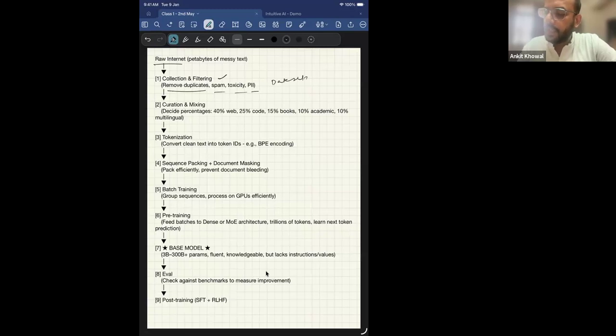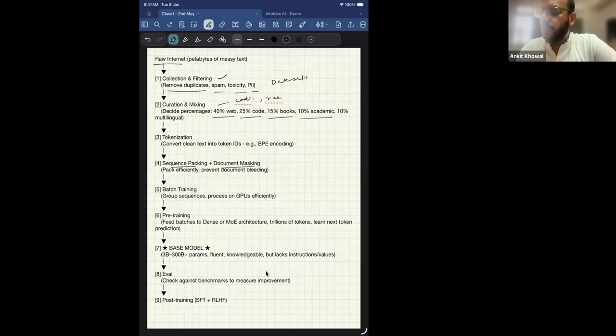We took those datasets and did some curation, where I want to build a coding related model, or I want to create a reasoning related model. Based on that, I will mix the data. I want 40% of the web data, 25% of the code data, 15% of books data, 10% of academic data. I will do that curation. Then the tokenization process, which we had learned previously, where I take this data and convert it into tokens, right?